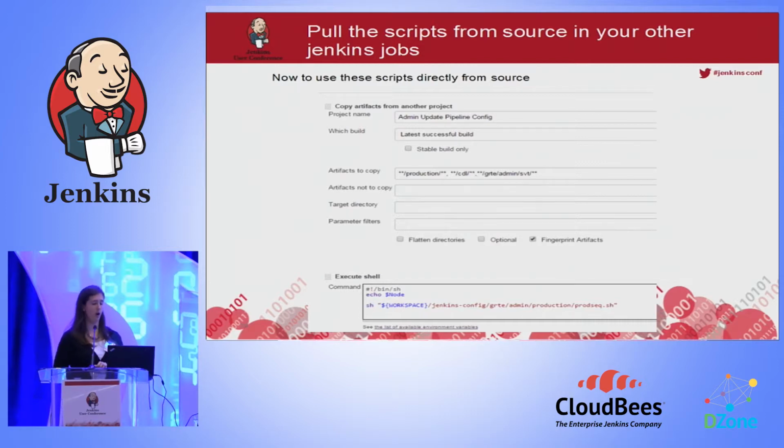Like you can see here, I'm executing some shell script, and when you do this copy artifacts, it takes those artifacts and puts them in your workspace, which is unique to that job, and then you can access them as a path to the workspace. If you check flatten directories, it won't keep the folder structure. It'll just throw every file at the root of the workspace, and you can choose to access them that way as well.